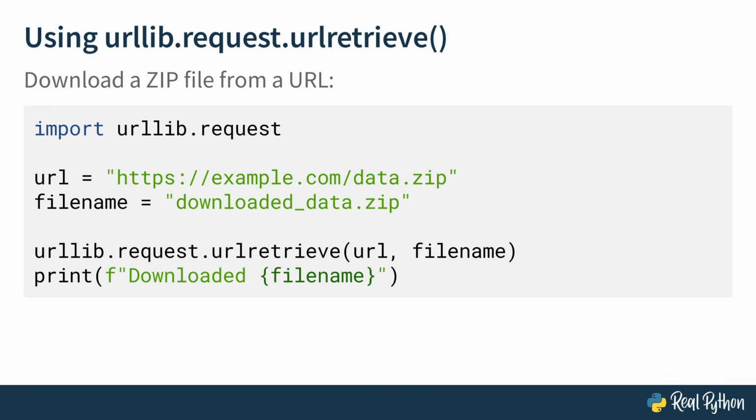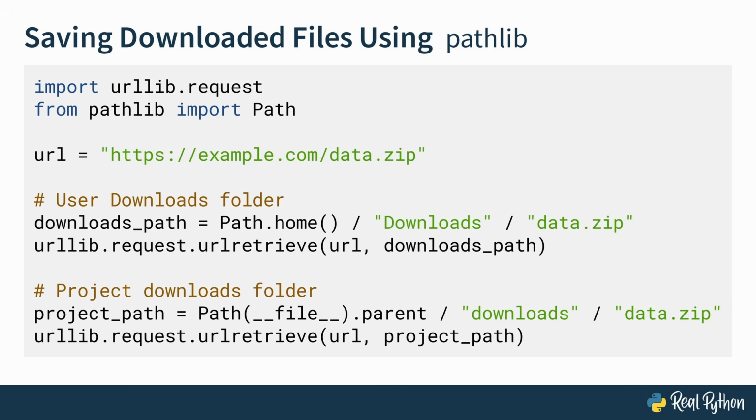In this code snippet, you also print a confirmation just so you know the script has finished successfully. You now know how to save the downloaded file in Python's current directory. Here, you use pathlib to save the file in more practical locations.